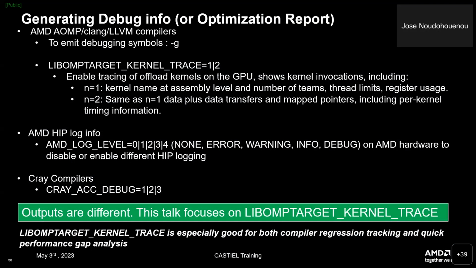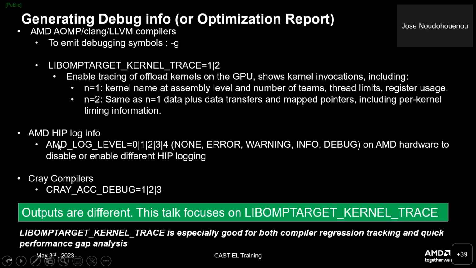When we are running the application, we need to understand the performance information we are seeing, what is inside the performance we got, and how the code is running on the GPU. We need some of this information to further optimize the application. That's why we need to export a variable like LIBOMPTARGET_KERNEL_TRACE equal to 1 or 2. When you use 1, for example, it will show you the kernel name at assembly level, the number of teams, the thread limit, and register usage of your kernels. When you use 2, you get the same information plus data transfer information and mapped pointers, including per-kernel timing information. So basically, setting this variable enables profiling directly when executing your application.